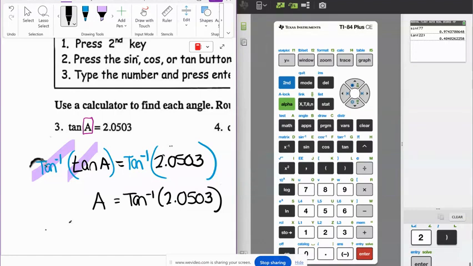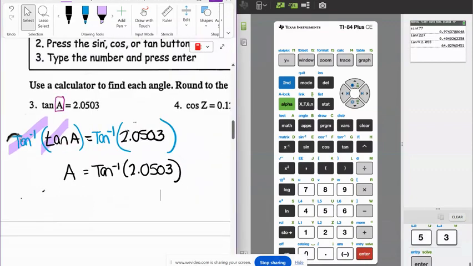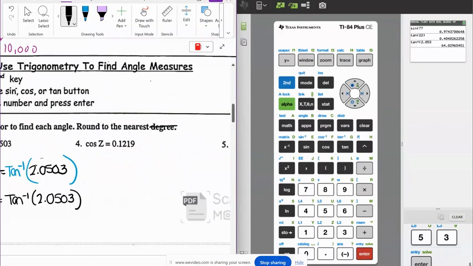Well, do you guys see on your calculator where it says tangent, right above it, doesn't it say tan raised to that negative first power? That's what we want. We want that blue one. We want the tan raised to the negative first power. The way you're going to get that is you're going to press the blue second button and then tan. So second, tan. And then we're going to type in our decimal 2.0503, enter. And now this says round to the nearest degree, but I want to practice rounding to the nearest tenth, since that's what the test is going to be.